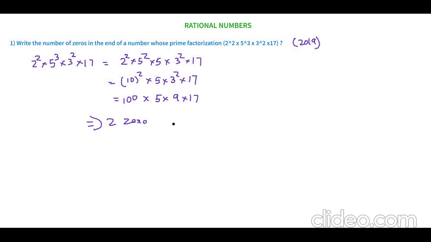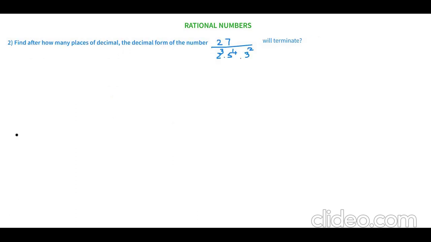So now let's see the second example for today. The second example is: find out how many places of decimal the decimal form of the number 27 by 2 cube times 5 power 4 times 3 square will terminate. So after how many decimal places will this number terminate? This is also a very important question. This also was asked in the 2019 paper.